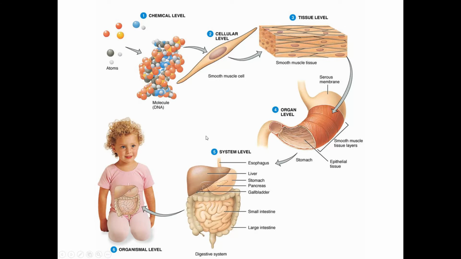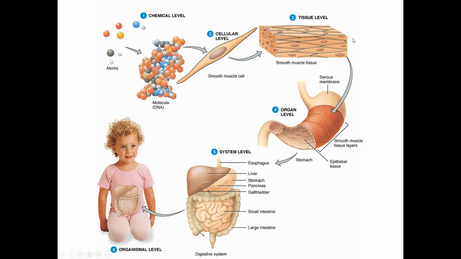When you look at a human body, you're looking at the organismal level of organization. You can also look at an individual system, like the nervous system, skeletal system, or digestive system. You can zoom in further to look at just one organ in an organ system, for example, the heart in the cardiovascular system, or the stomach in the digestive system. Inside organs, you'll find different tissues.